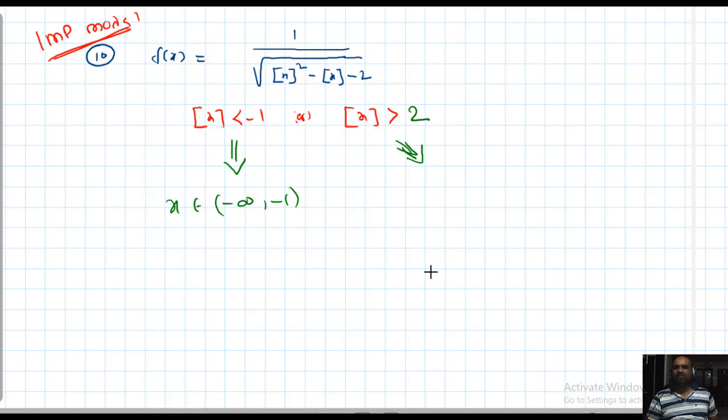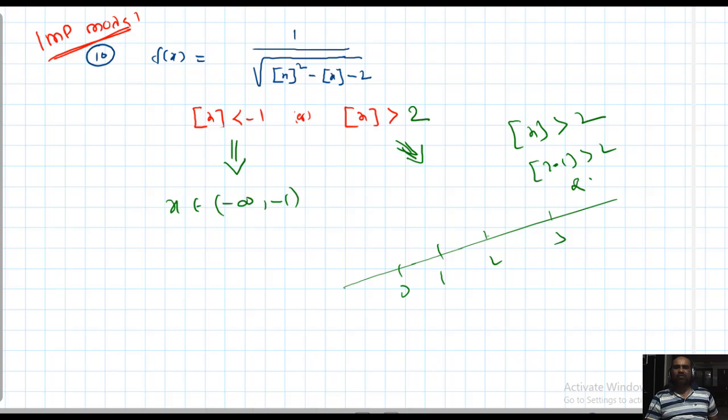Take a number line, here 1, here 2, here 3, here 0. Your step x should be greater than 2. Find such x values. 2 you can't take, 2 minus also you can't take. 2 plus, take 2.1: step 2.1 is 2, and 2 greater than 2 is wrong. These values also won't satisfy. 3 satisfies, 3 plus satisfies. What is the meaning of that? Closed 3 to infinity. So x belongs to closed 3 to infinity.